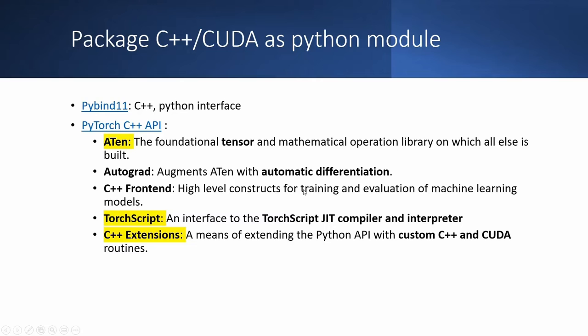So if we were just dealing with normal C++ interfacing with Python, we wouldn't need this PyTorch C++ API. The only reason we need this is because we want our module to be able to directly work on the PyTorch tensor.